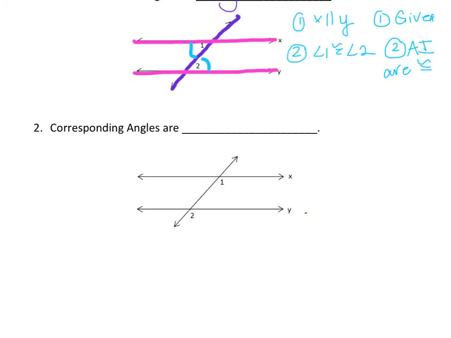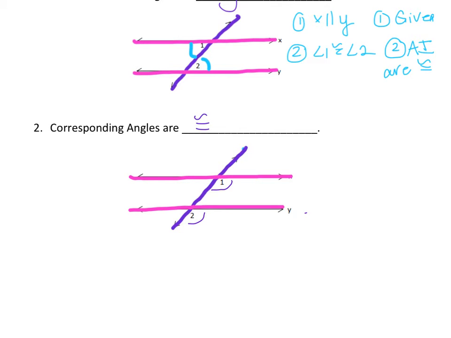Alright, so let's talk about corresponding angles. So in this picture, here's our transversal. Our coplanar lines are right there. And these angles, angle 1 and angle 2 are corresponding, and corresponding angles are congruent also. Isn't that kind of cool?